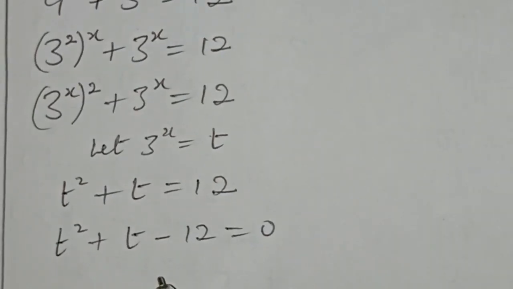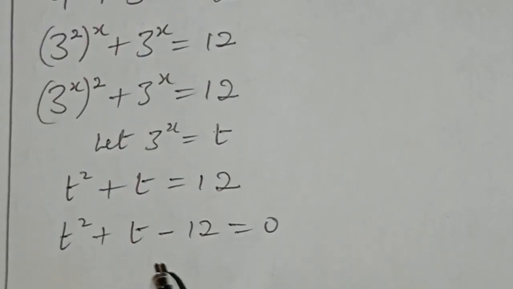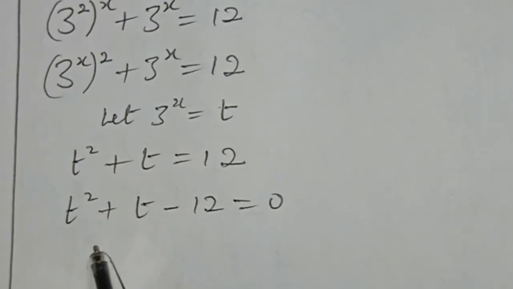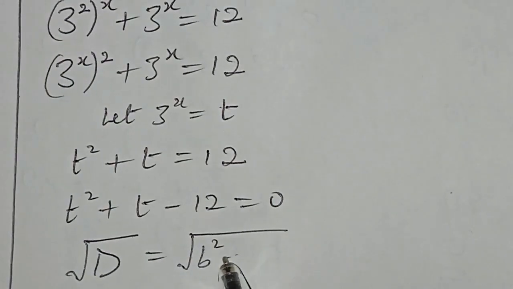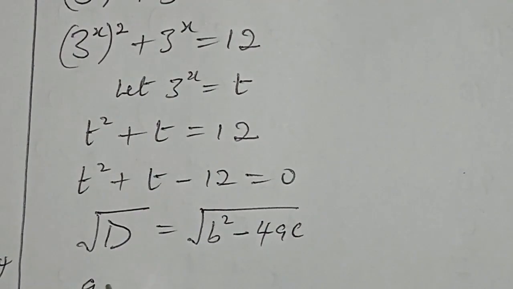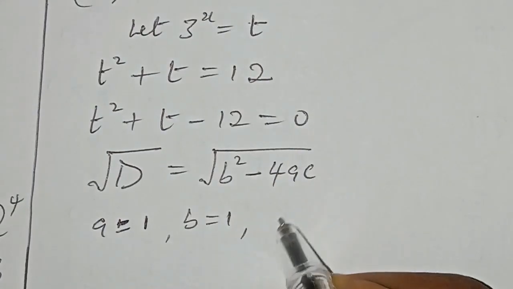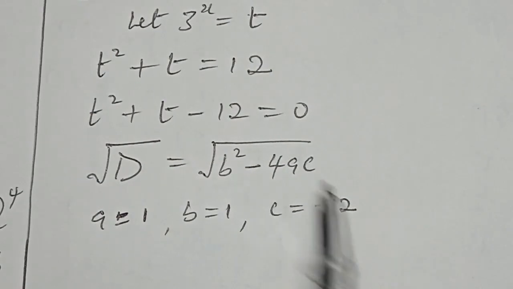So here we test first whether our value of x will be satisfied or not using the discriminant. We use the discriminant d, which is the square root of b squared minus 4ac, to test for the value of t. So here our a is equal to 1, then our b is equal to 1, then our c is equal to minus 12. So we can input these values into this discriminant.